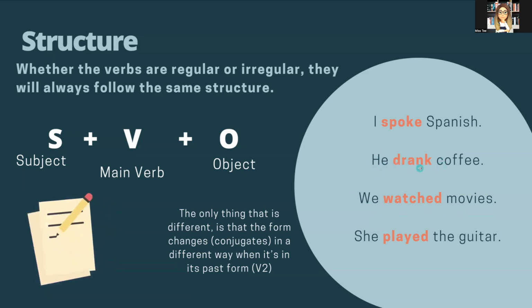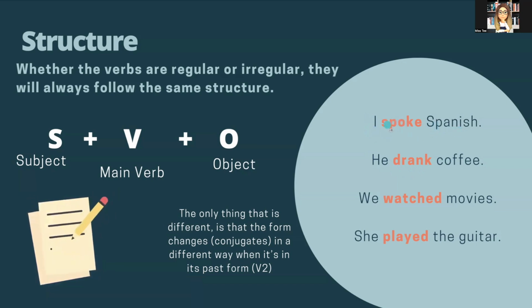However, drank, well, we didn't add an ed to this. It's not following that rule. Why? Because that's an example of an irregular verb. So for the irregular verb, it's going to look completely different. And that's why we have to memorize it. Because if you look over here to this top example, I spoke Spanish. We have the same structure, subject, verb, object.